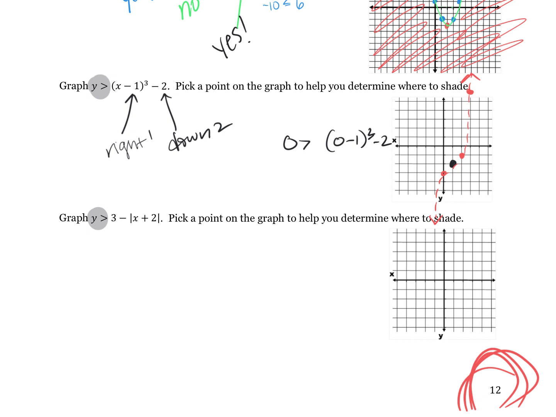To figure out where we're shading, if I use the point 0, 0, I would get 0 is greater than... What's negative 1 cubed, y'all? Negative 1 minus 2. Is 0 bigger than anything that's negative? Yes. So since that's true, I shade where the origin is, which happens to be here.